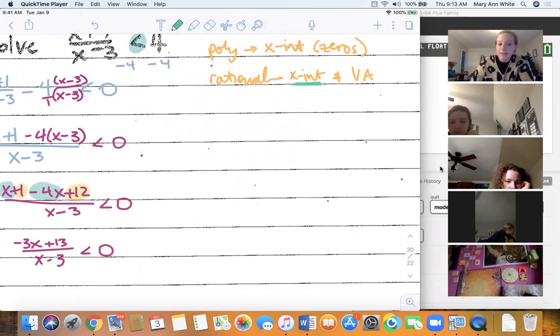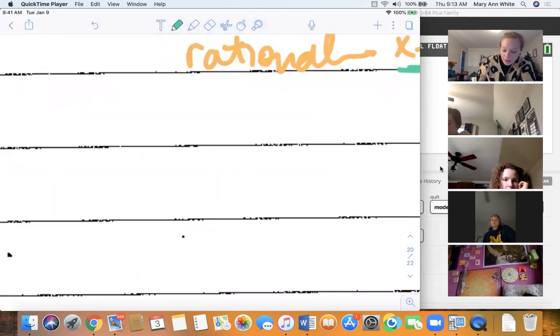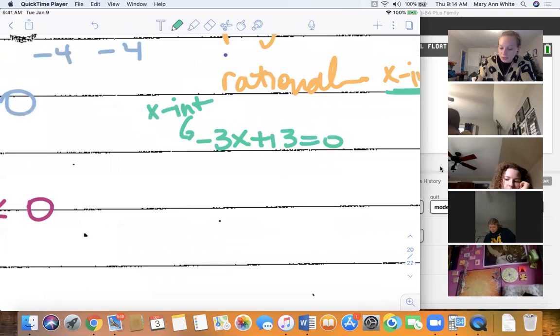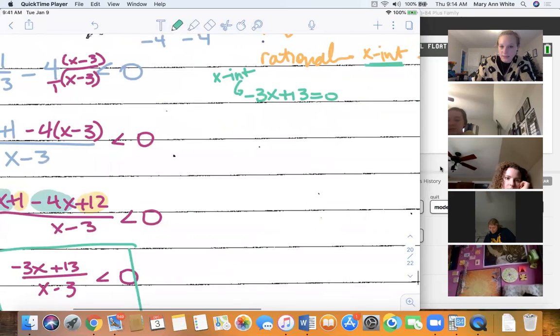Remember, we find the x-intercept of a rational function by looking at the numerator. Sorry, that was really hard for a second. You look at the numerator. So we set the numerator equal to 0. So we do -3x + 13 = 0 because that tells me what my x-intercept is. Remember, we did that back in 2.6. We've got notes on that in 2.6. It's going to be a fraction, but that's okay.